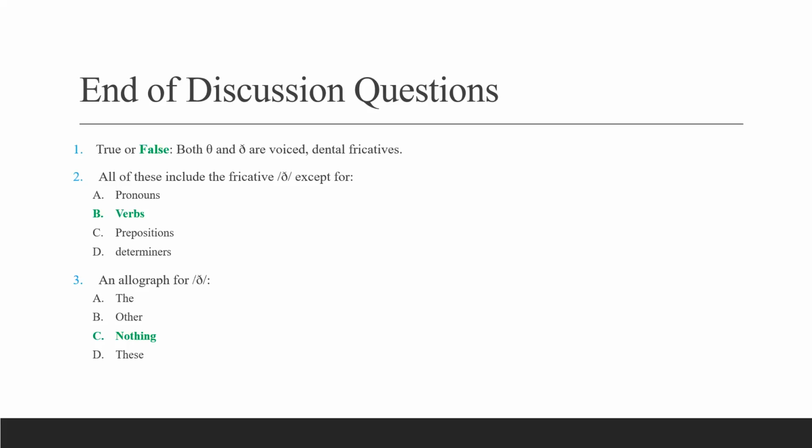And then I also included the answers to these. So true or false, both th and v are voiced dental fricatives. That's false. Th is unvoiced and v is voiced. For number 2, all of these include the fricative v except for verbs. And then the last one, an allograph for the v would be nothing.